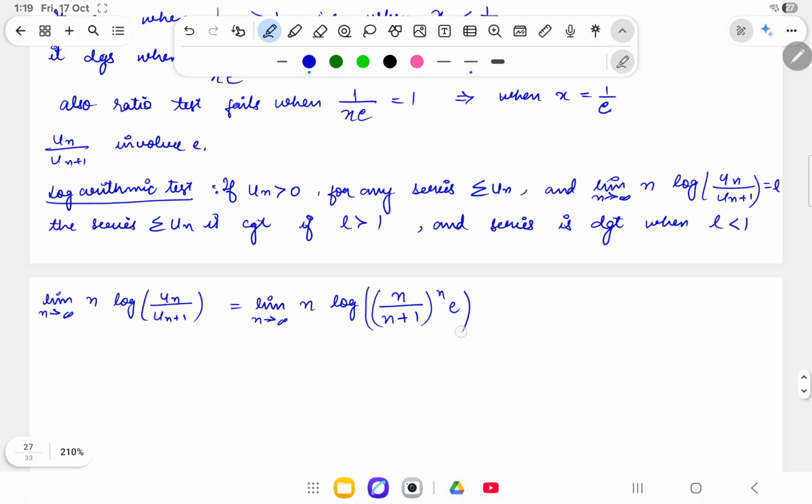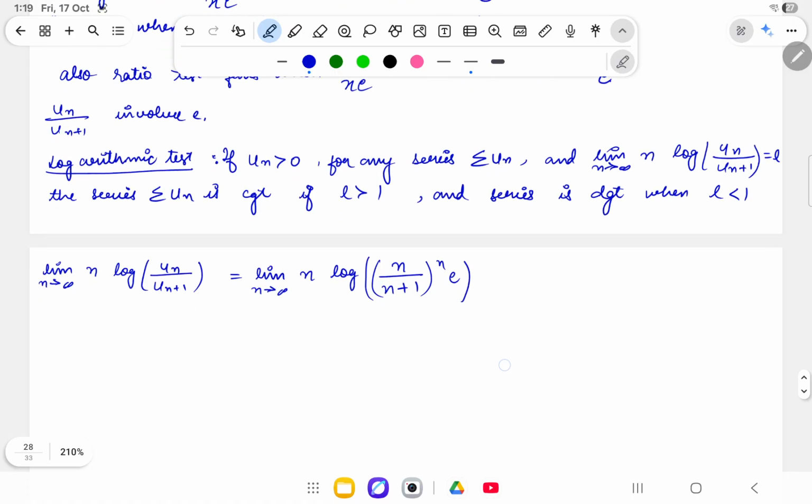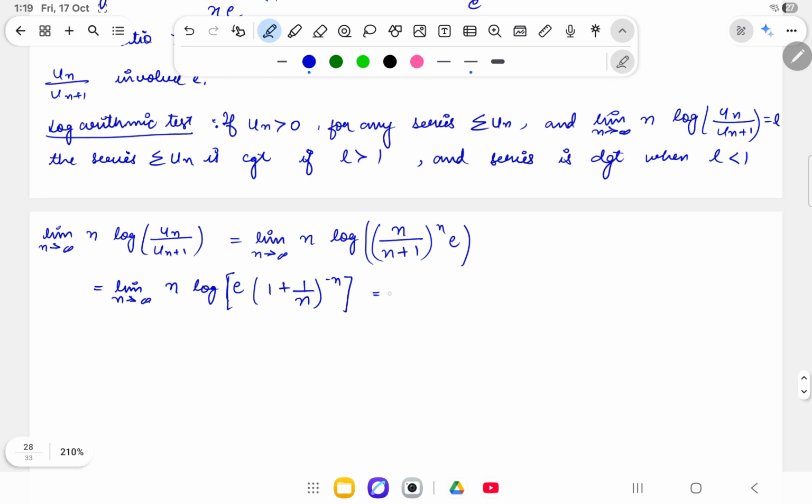So it will be e here, and it simplifies to, we can write it like this, limit n approaches infinity n times log e times 1 plus 1 by n raised minus n, which is equals to, so next we'll be using this result, that is log of a by b, which is equals to log a minus log b.